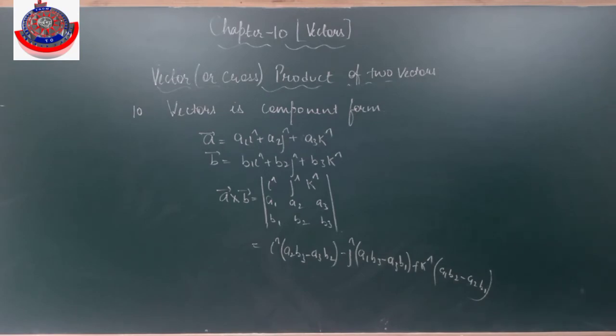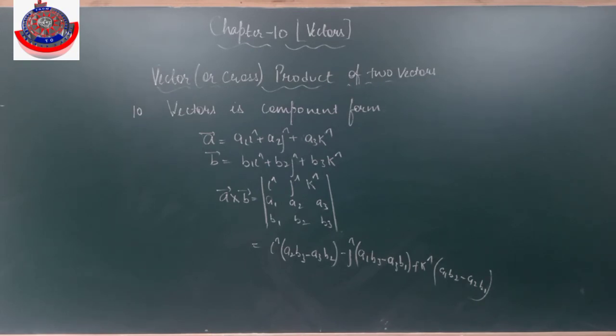It will be the determinant of A cross B. How? First row would be I cap, J cap, K cap. Second row would be the direction ratios of the first vector, and the third row would be the direction ratios of the second vector, which is given to us. I hope the basics are clear to everyone.